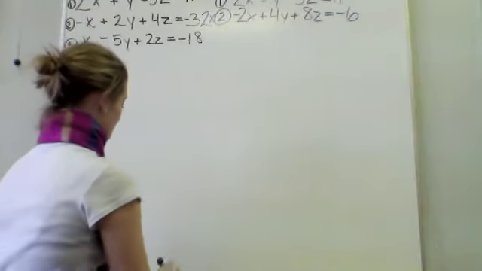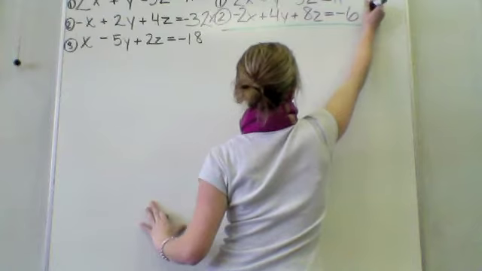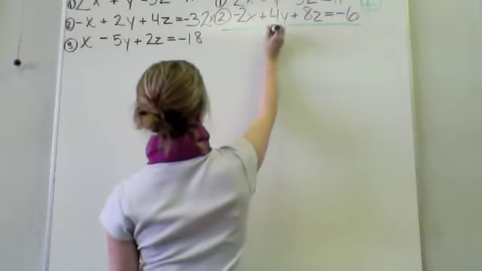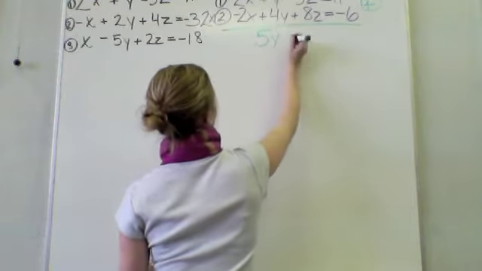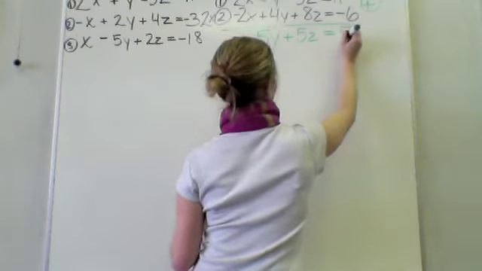All right, so now I'm going to eliminate my x by adding my equations. So I now have 5y plus 5z, and that is going to equal 5.